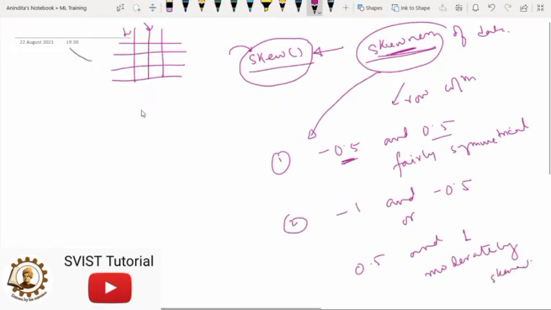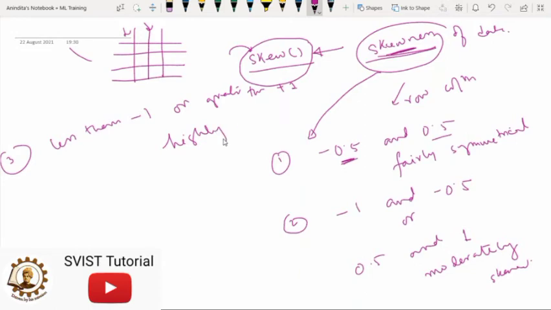And the third case is if your skewness is less than minus 1 or greater than plus 1, then the data is highly skewed. So these are the three cases that you have to keep in mind.